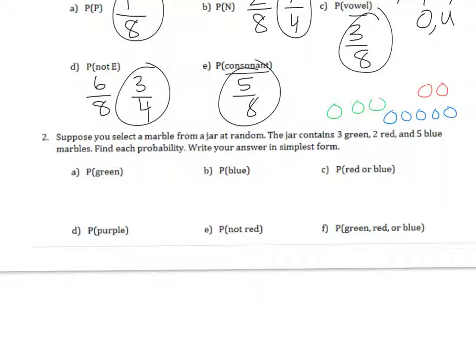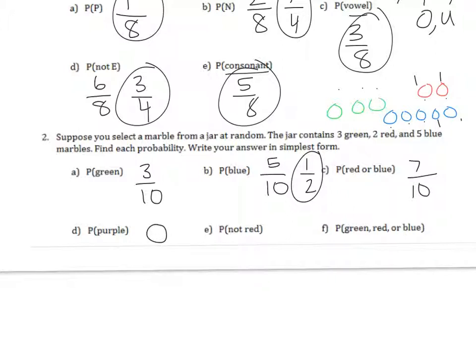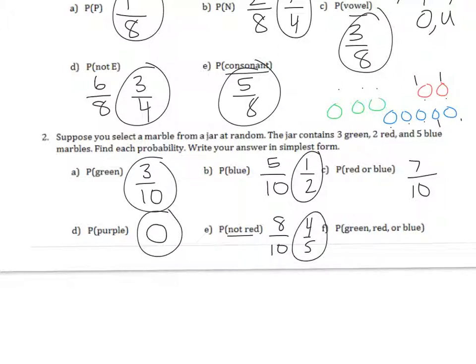The probability you get a green is 3, because there's 3 greens out of 1, 2, 3, 4, 5, 6, 7, 8, 9, 10. 3 tenths. Probability you get a blue is 5 out of 10, which is 1/2. Don't forget to reduce. Probability you get a red or a blue, there's 7 that are red or blue. Probability you get a purple is 0. You don't get a purple. Probability that it's not a red, these are all not red, so that's going to be 8 out of 10, which reduces to 4/5. And the probability that you get a green, red, or blue is 10 out of 10, which is 1.